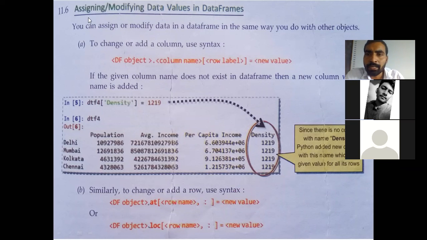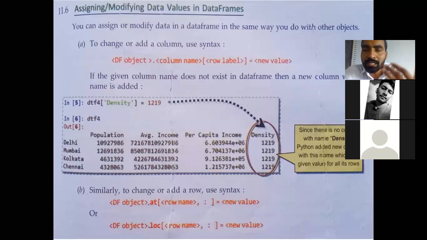Now in this, the new topic is assigning or modifying data values in a data frame. Now we are going to talk about the updation, how to update the values of a data frame. Suppose, like here given, if you want to change the value in the population column and Delhi row, or any other, in Chennai row and population column, you want to change the value. So how will you do that? How can you assign a new value, or how can you modify the existing value in the data frame? This is the topic. Okay, so kindly see the syntax.